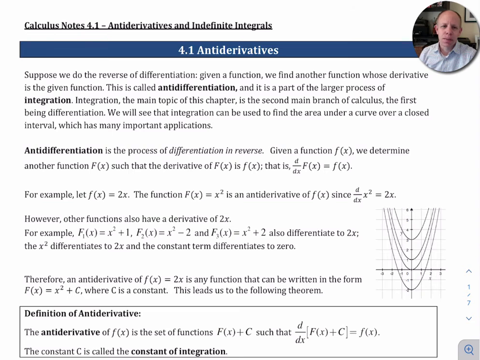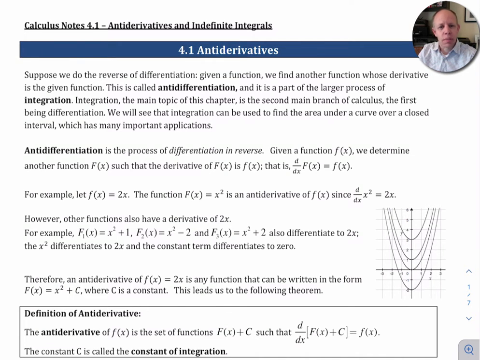Hello everyone and welcome to our calculus notes for section 4.1, antiderivatives and indefinite integrals. So suppose we do the reverse of differentiation. Given a function, we find another function whose derivative is the given function. This is called antidifferentiation, and it's part of the larger process of integration.